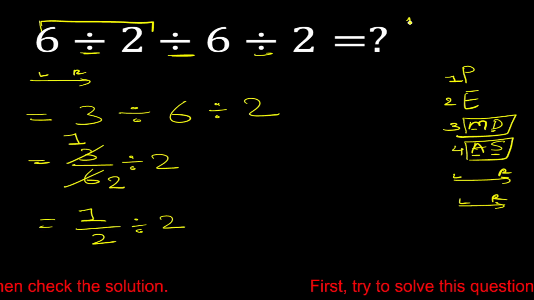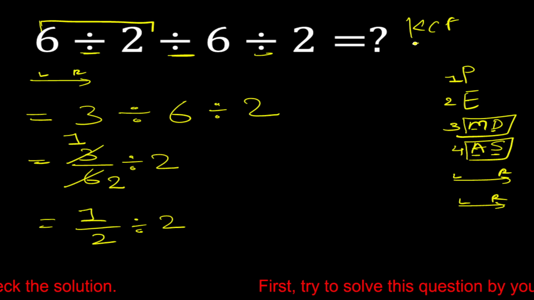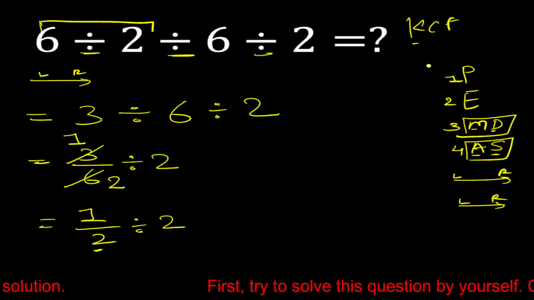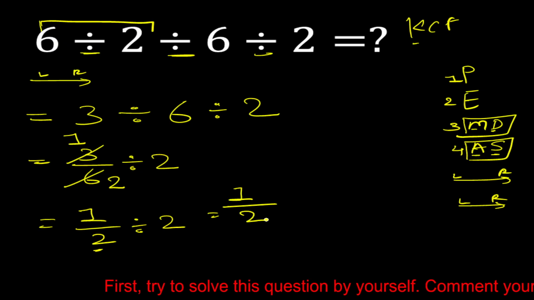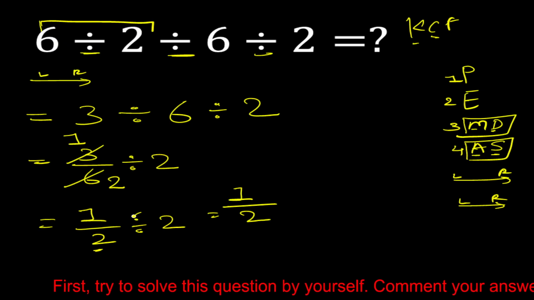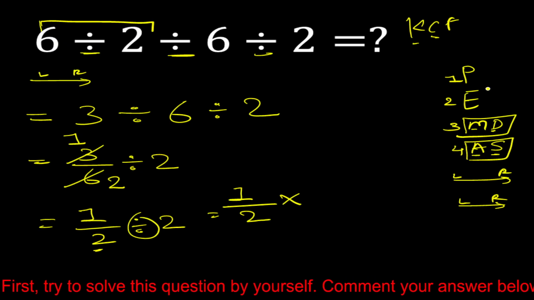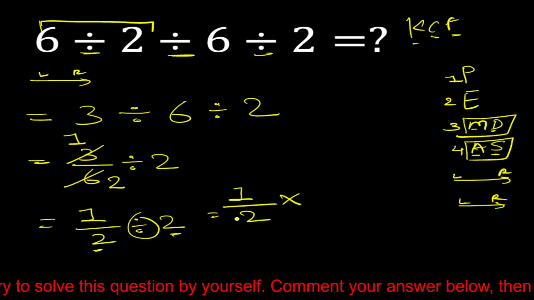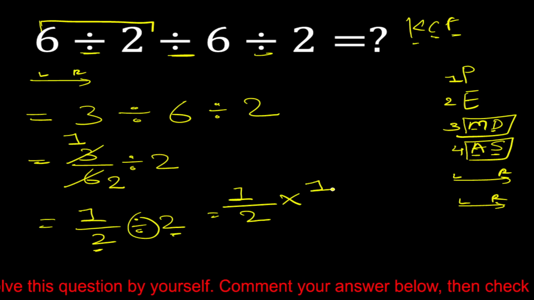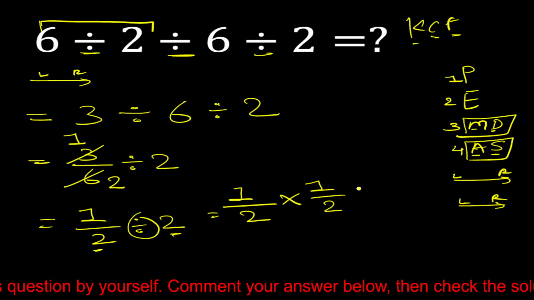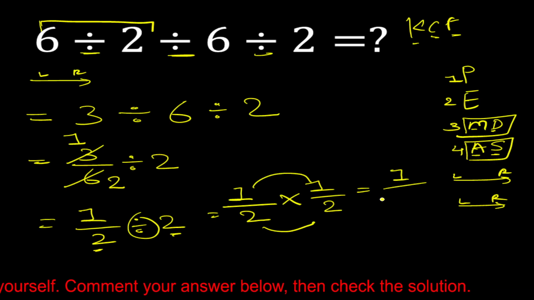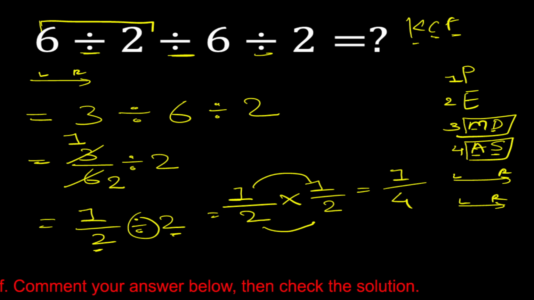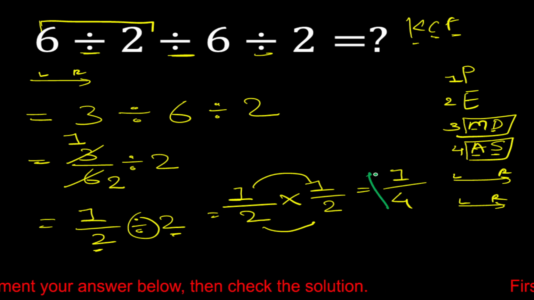Divided by 2. Now according to the KCF rule, K means keep this 1 upon 2 as it is the same. C means change this sign from division to multiplication. F means flip this last fraction. 2 is equal to 1 upon 2. So it is equal to 1 multiplied by 1 is 1, 2 multiplied by 2 is 4. So 1 upon 4 is the correct answer, okay?